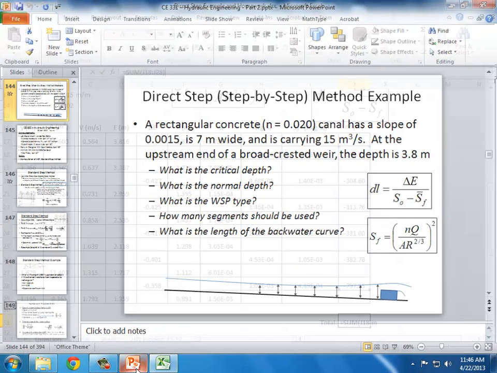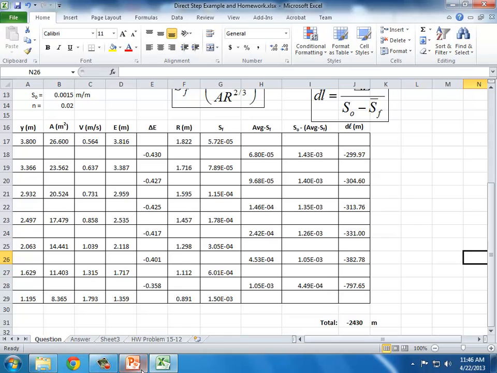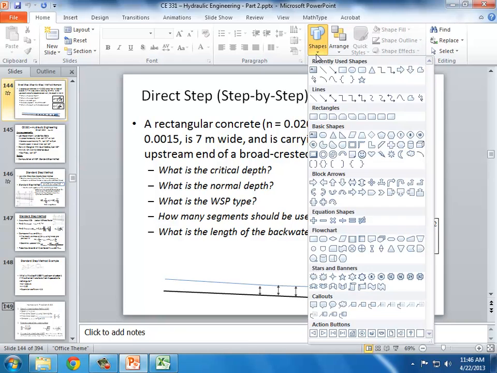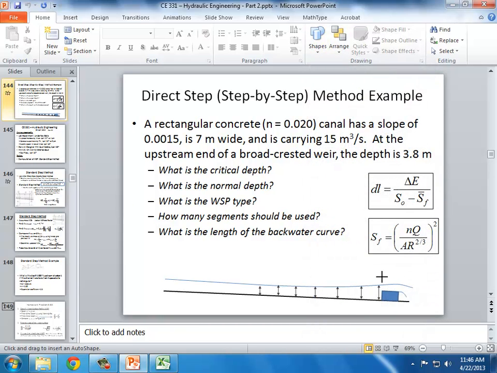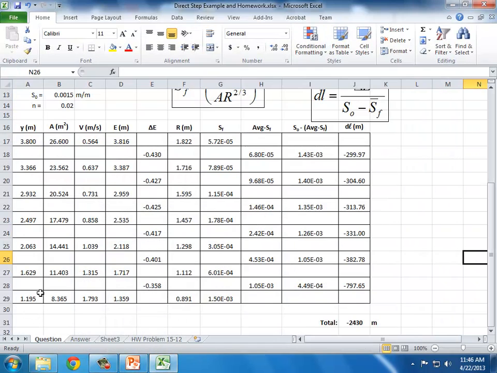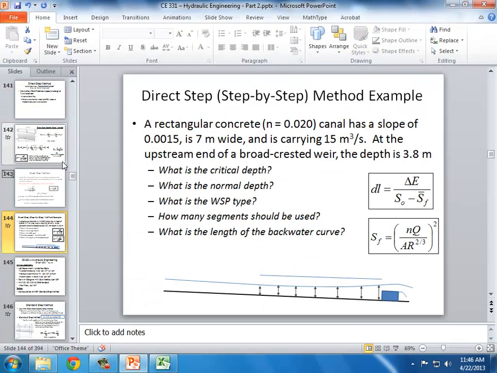So that 2430 is how long it takes to go from here. Let me draw a line to represent what that is. So 2430 is that length. It's from where the obstruction is, and where the depth is 3.8 meters, all the way up to where it's normal depth again. So you've seen the direct step method. That's today's lesson, the direct step method.